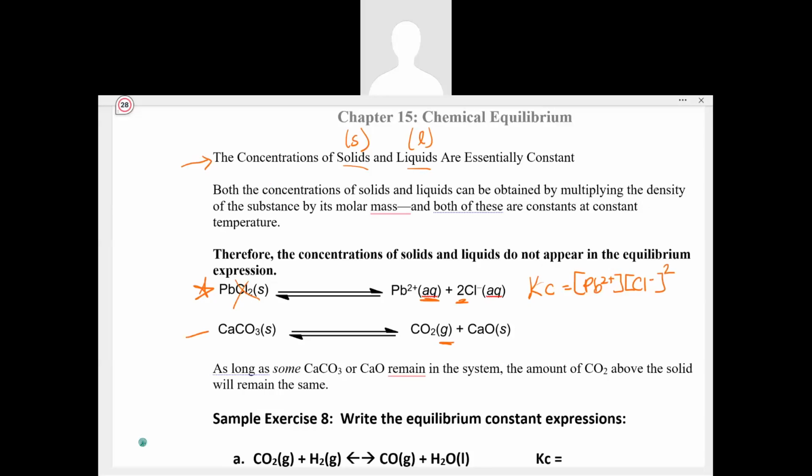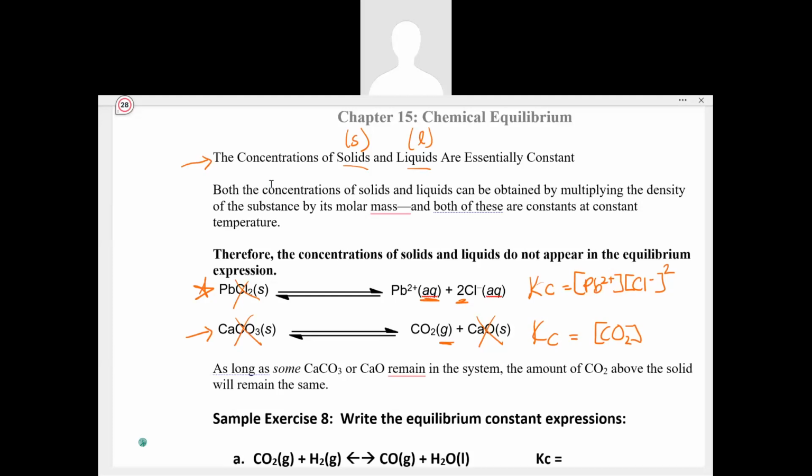For this second example here, again, we're going to ignore the solid here, but notice that there's also a product solid, so that will be ignored. So our Kc for this reaction is really simple. And we could just say the concentration of CO2 is the only thing that affects it.